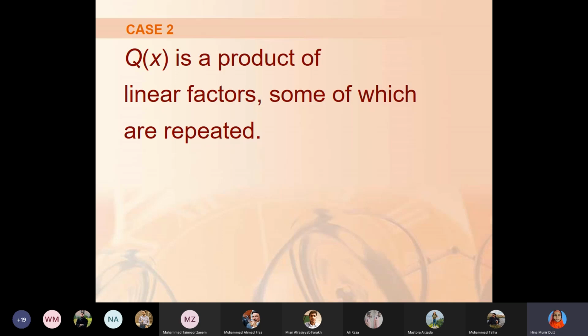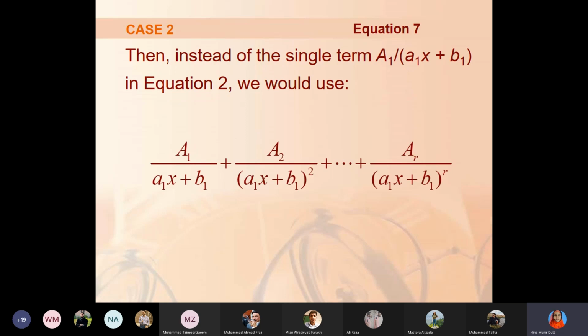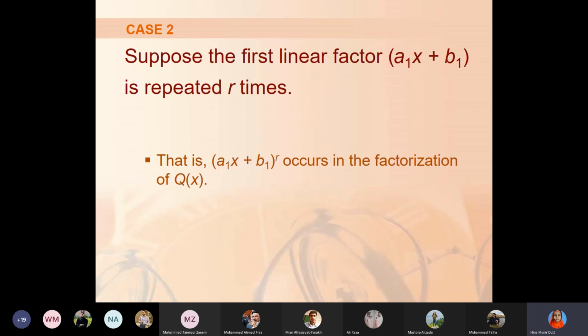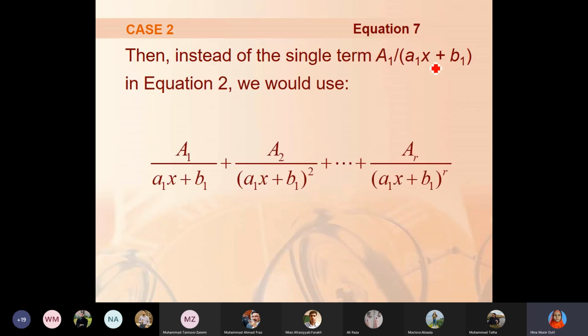Let's move to the next case, in which q of x is a product of linear factors, some of which are repeated. For that, you have to write, if the factor is repeating r times, you have to write it r times with r unknown coefficients. First for the linear one, then an unknown for the second degree, and up to the rth degree.